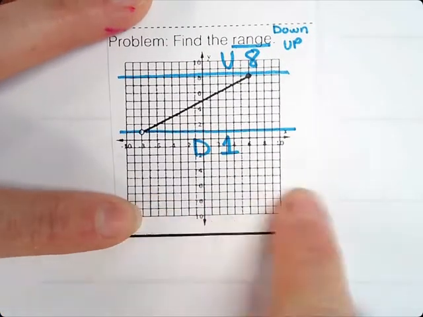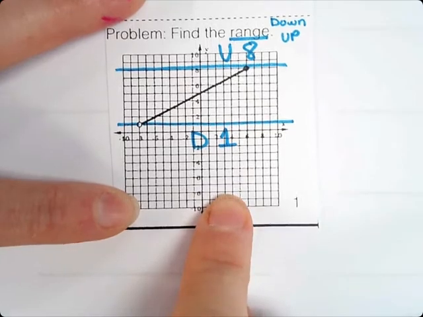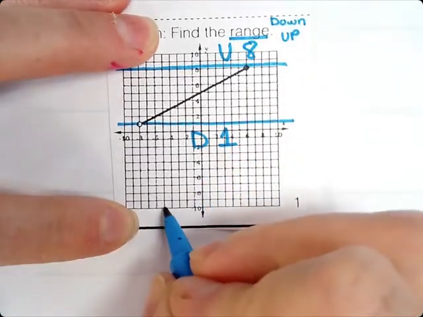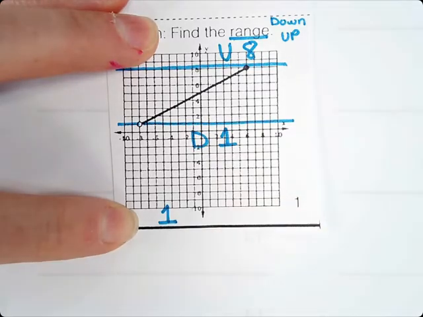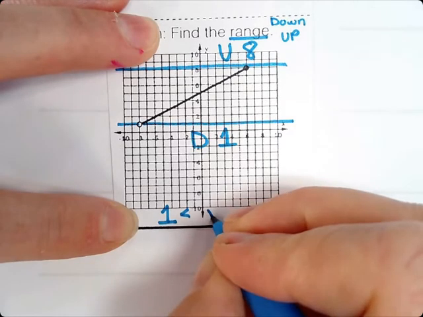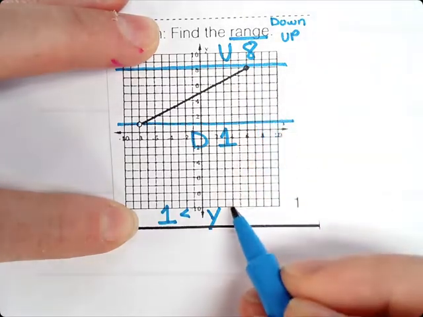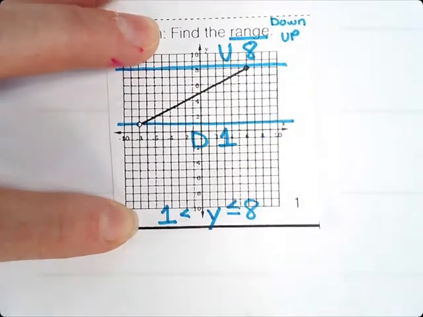So there's room at the bottom of this graph so I can write the inequality. So it starts at 1. It does not touch the 1. So I put a less than symbol. If it touched it, it'd be less than or equal to. Then I put y because it's range. And then less than or equal to 8.